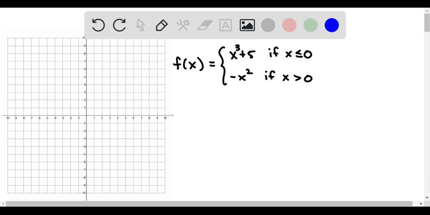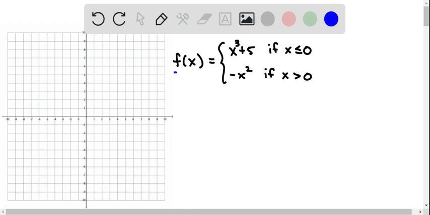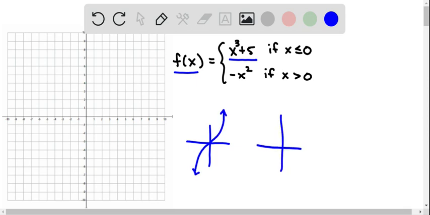Okay, to graph this piecewise function, let's start by taking a little time to think about what each individual piece would look like. So if I was graphing f of x equals x cubed plus 5, we know from our look at basic functions that y equals x cubed looks something like this. But if we were to shift it up 5, that point that was at 0, 0 would be at 0, 5.